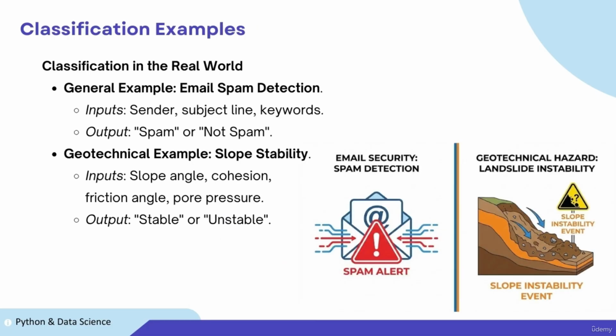Let's look at the applications. A classic example is email spam detection. The inputs are the subject line and keywords. The output is a binary choice, spam or not spam. In civil engineering, we apply this to slope stability. We input the slope angle, soil cohesion, and pore pressure. The model classifies the slope as either stable or unstable. This is critical for safety, a simple yes or no that can save lives.